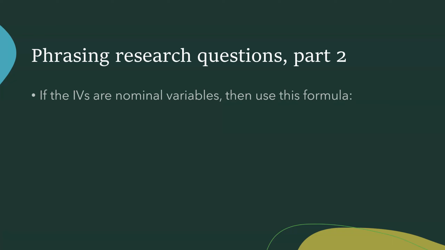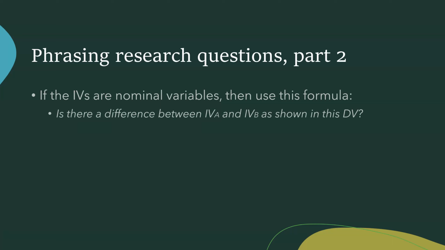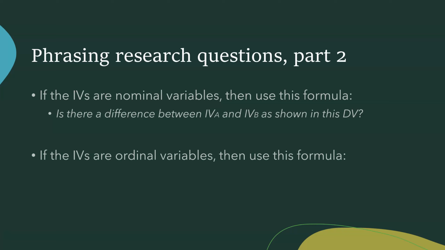So if the IVs are nominal, remember nominal means sort of category type variables. These are not ordered in rank, number, or anything of the sort. Then I've got a formula for you to use. Is there a difference between independent variable A and independent variable B as shown in this particular dependent variable? Now, let's go the other way and say ordinal variables. If the IVs are ordinal, then try using this formula. Is there a relationship between independent variable A and this particular dependent variable?